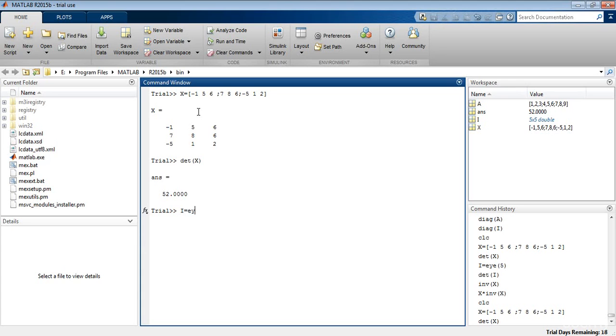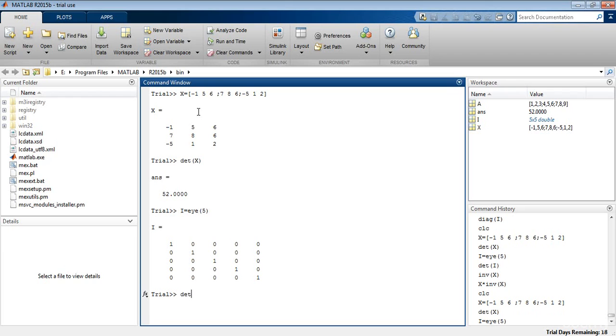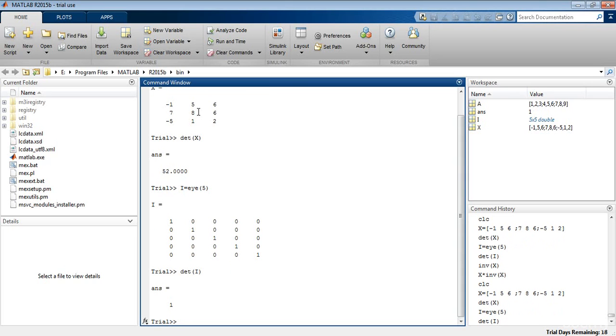For example, det of I. This determinant is equal to the multiplication of all diagonal elements.